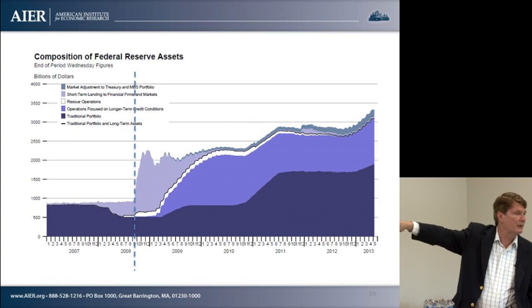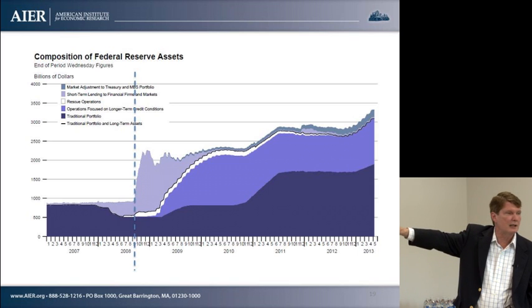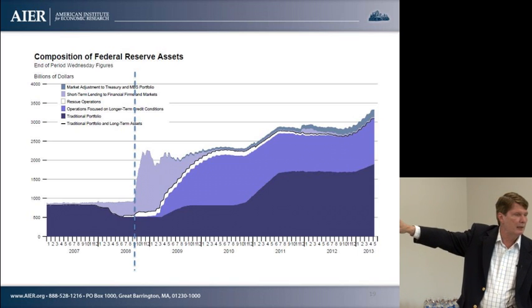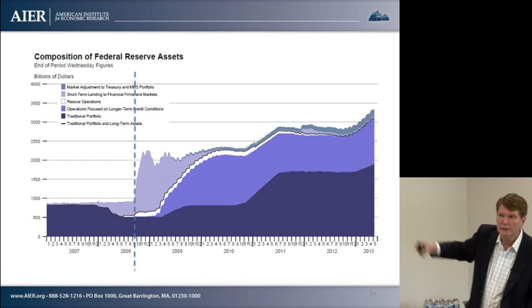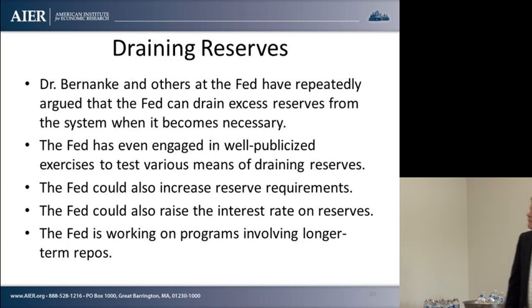That's the key point for this discussion. It's fundamentally different than what happened before. This is night and day. This is not the way the Fed traditionally operated. Okay, and they're treating this in a very different way.